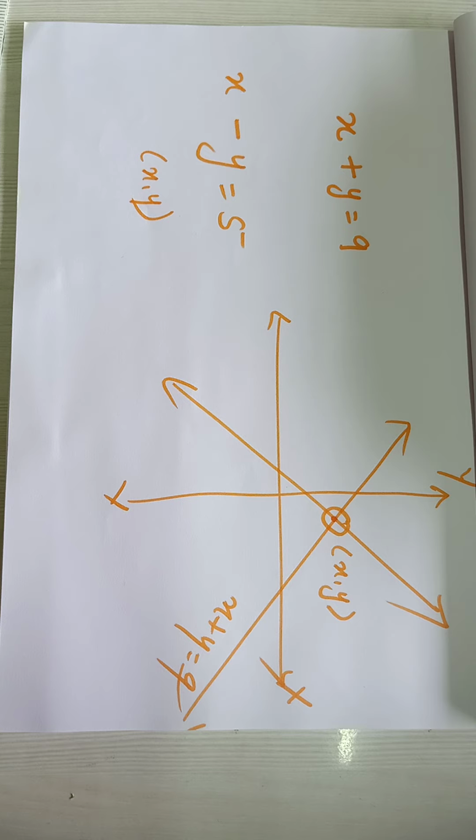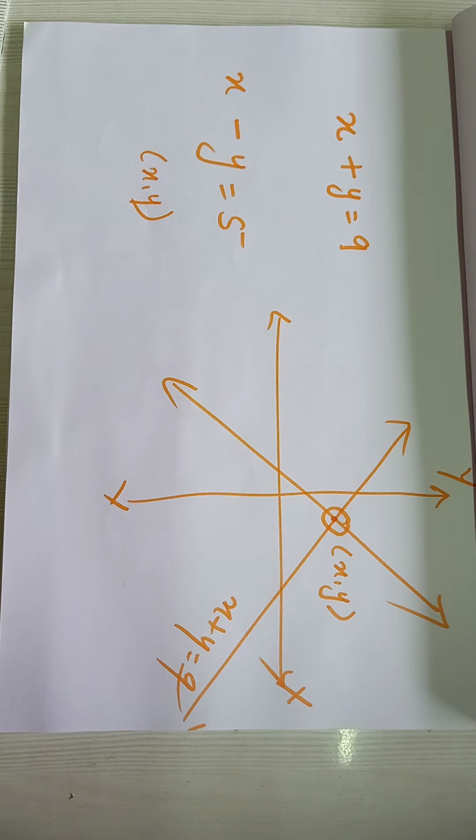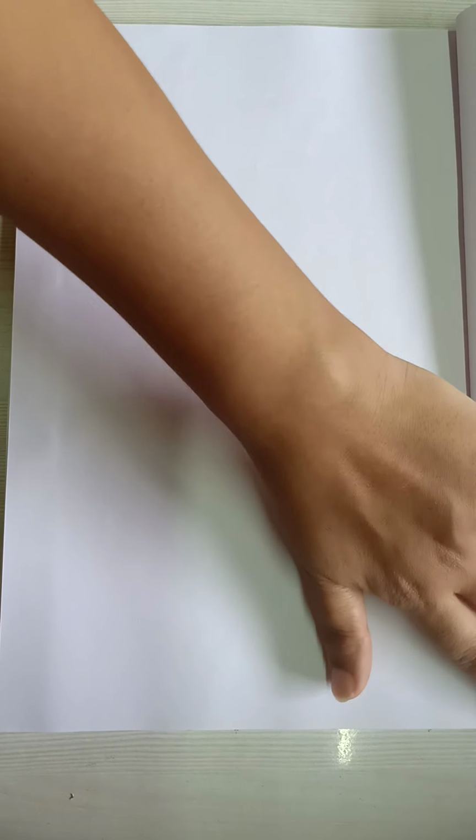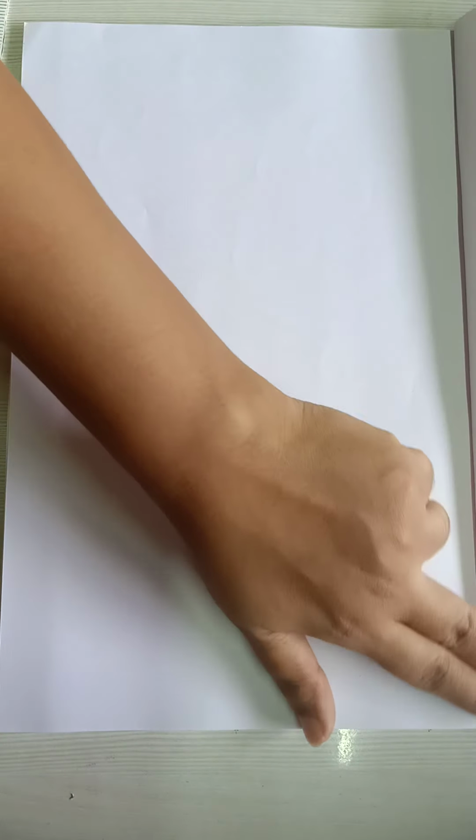So today we will be revising the two methods that we have already learned in 9th standard, that is the elimination method and the substitution method, and we will also revise the graph, how to draw it graphically.